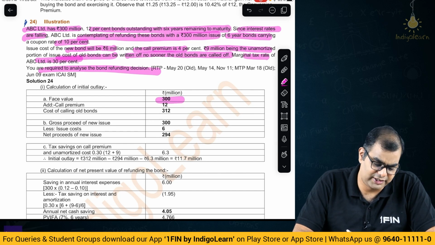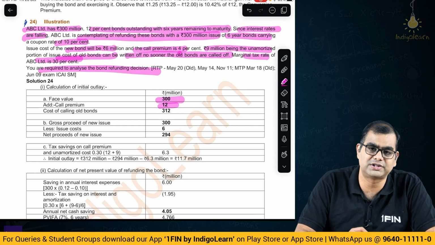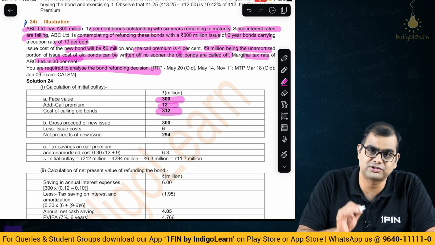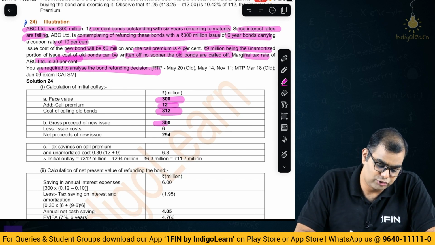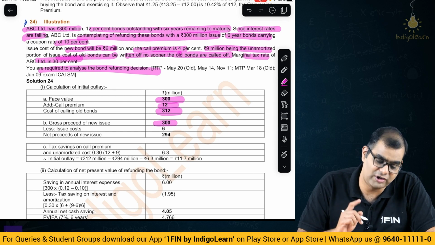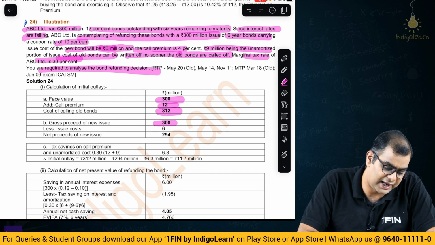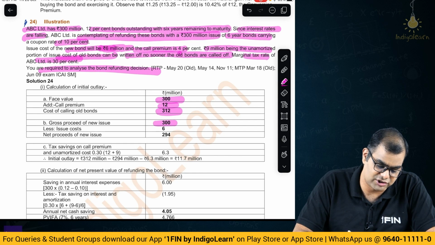300 million or 30 crores is the old bonds. Premium is what? 4%. 4% of 300 million is 12 million. So 312 is the total outflow. In the new issue, you are going to get 300, but you also have to meet 6 million as the new bonds' cost of issue. So your net proceeds is 294.